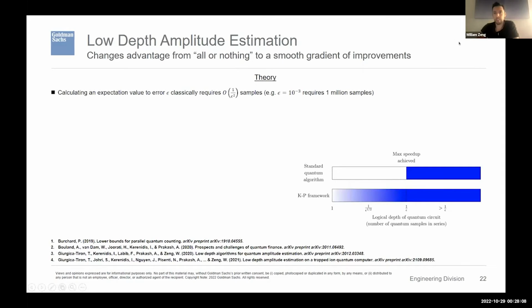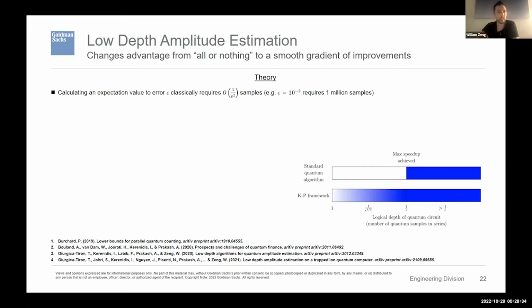So the idea here is something we call low depth amplitude estimation. Normal amplitude estimation is kind of all or nothing. You have to run at a depth sufficient to run the algorithm, and if you do, then you get a full quadratic advantage. And maybe there's some way that we can slowly turn on that advantage as we can run longer and longer circuits.